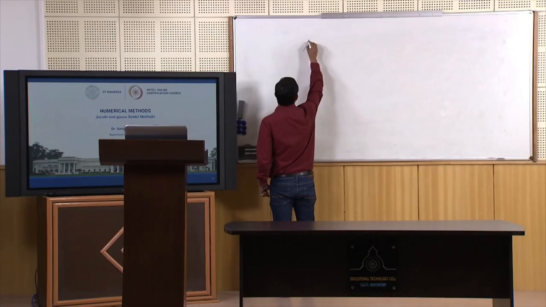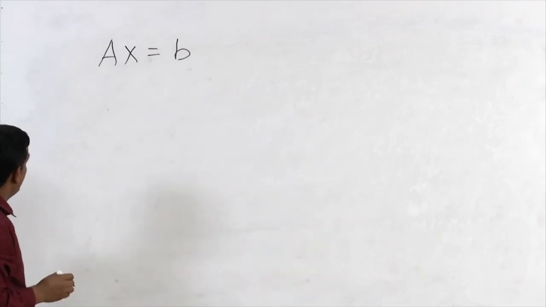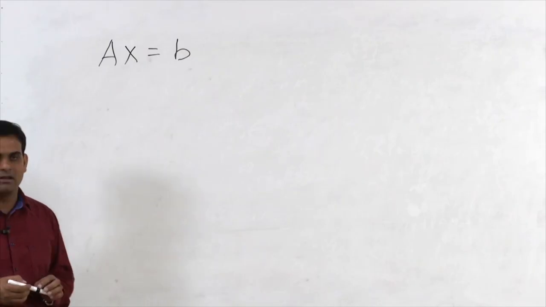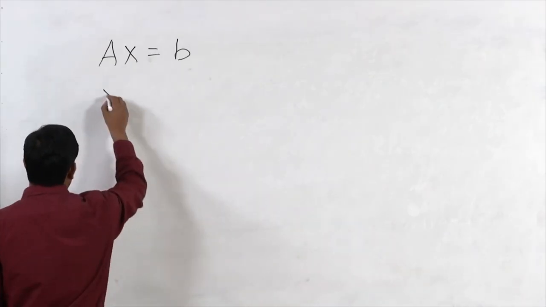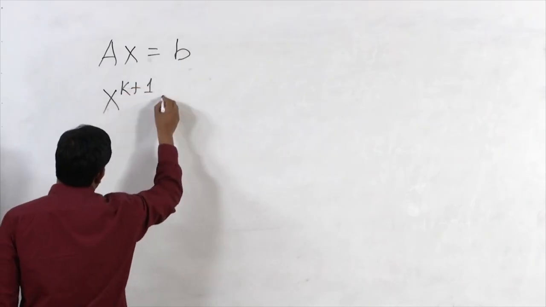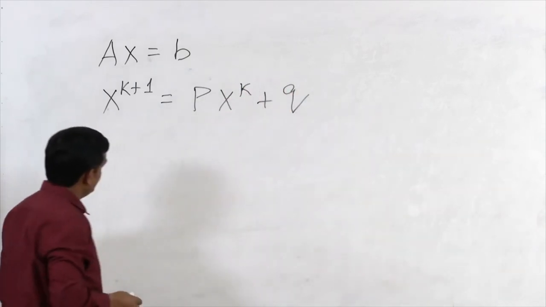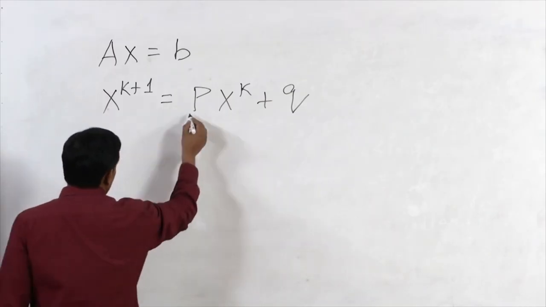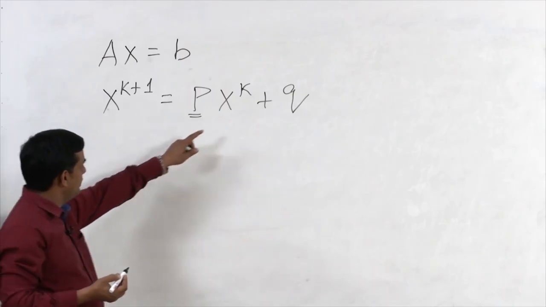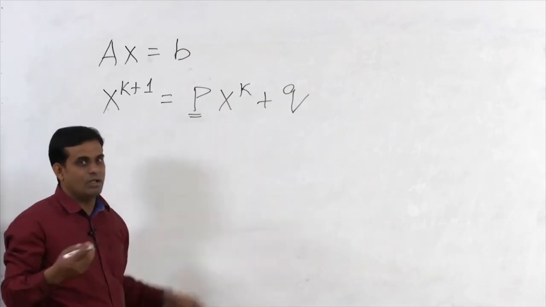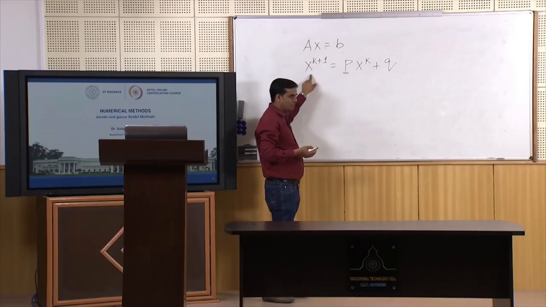If we have a system Ax equals b, where A is the coefficient matrix, x is the vector of unknown variables, and b is the right hand side vector, then an iterative method for solving this linear system can be written in this form, where P is called the iteration matrix, Q is a column vector, and for any x obtained in the kth iteration, we can get the update on x in the k plus 1 iteration as x k plus 1.